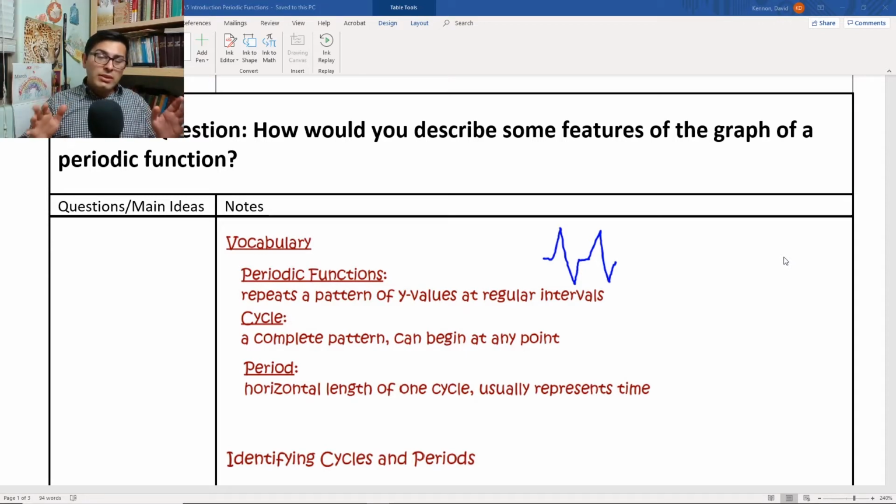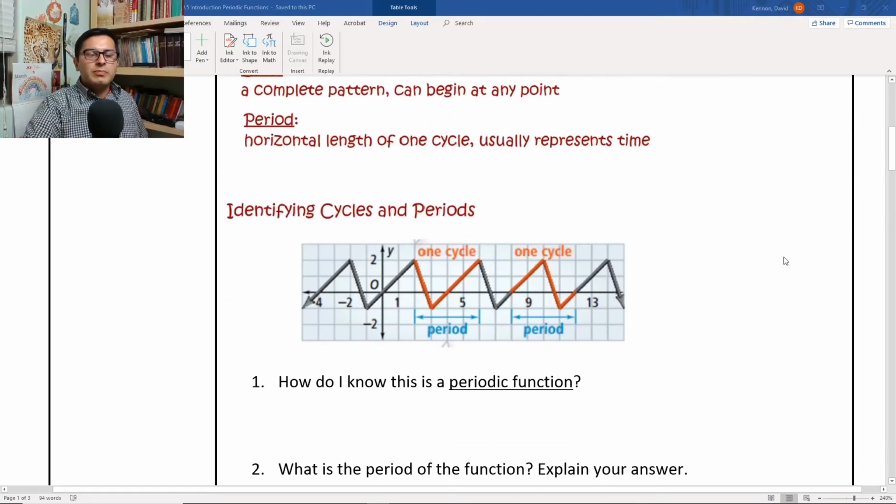Now that might sound very weird and mathy, but you will be able to tell what a periodic function is once we look at one. A cycle is a pattern that you see there, so every time it repeats a pattern, that's going to be a cycle, and a period is going to be the horizontal length that each of these patterns happen. So every time it does a cycle, what is the length of time it took to actually complete that cycle? I know it seems a little confusing right now, but let's look at a periodic function.